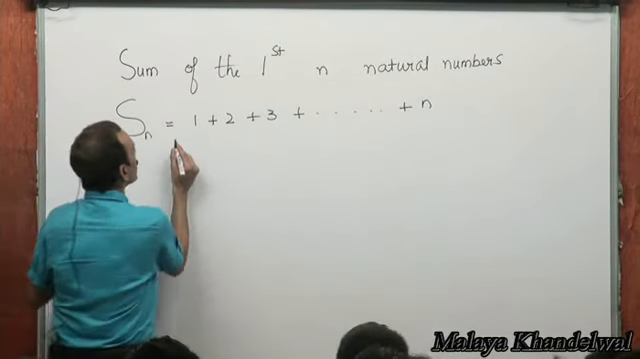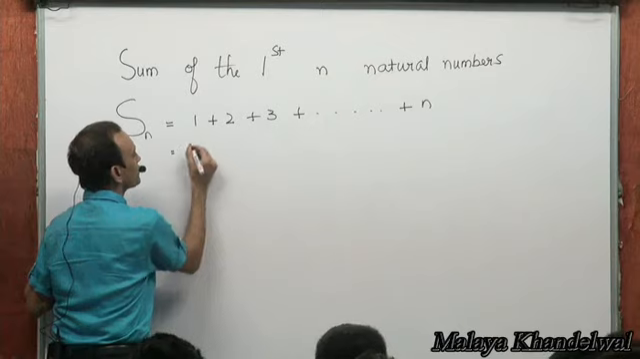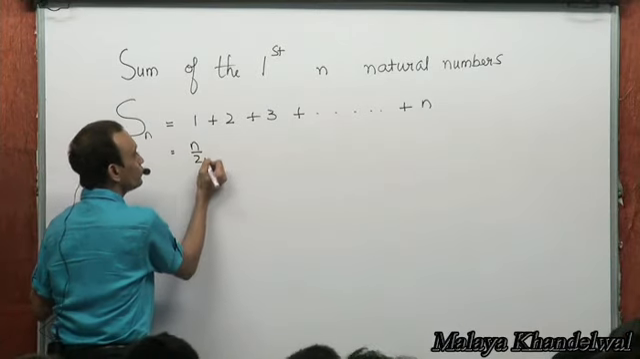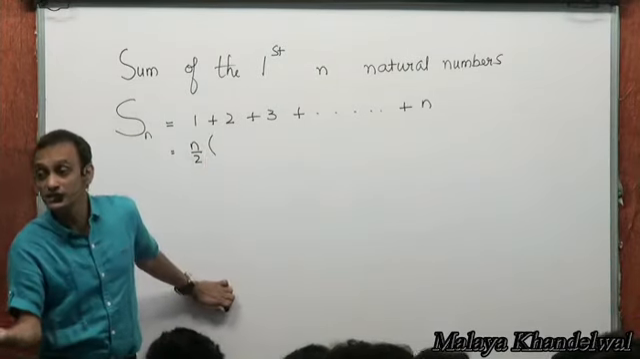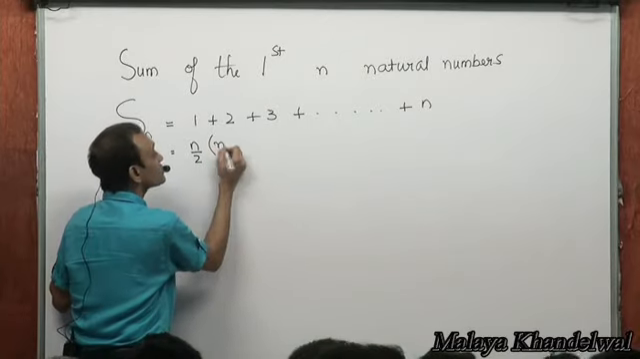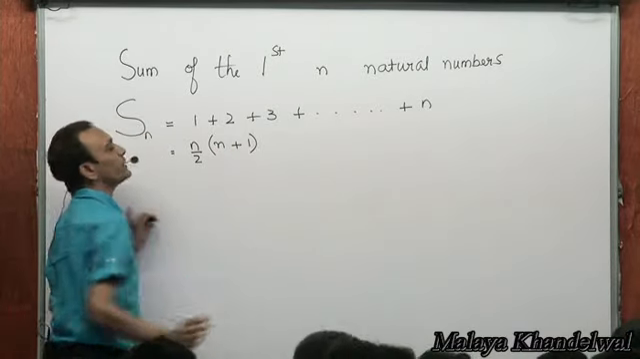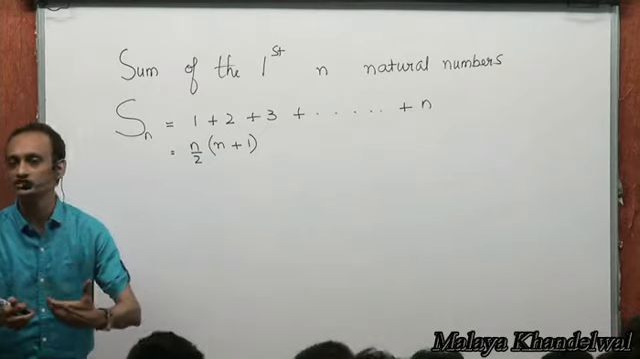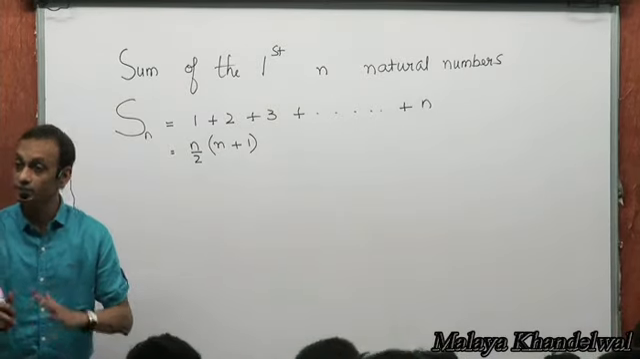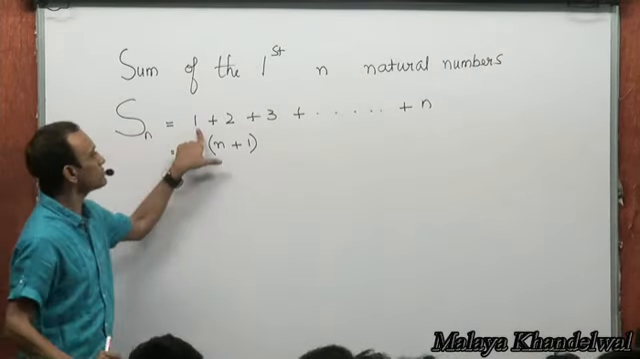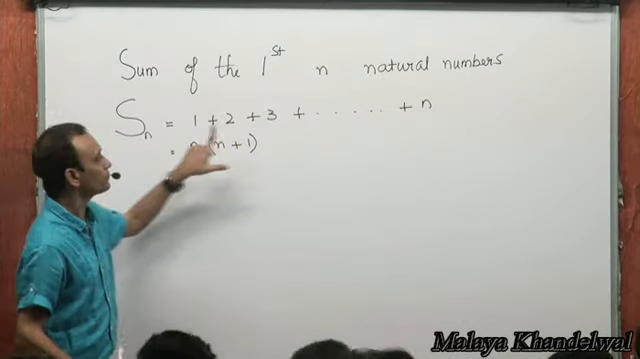So the sum of this arithmetic progression is going to be n by 2 into first term plus last term. So last term plus first term. So n into n plus 1 by 2 is the sum of the first n natural numbers, right? This is one result, which is an ordinary arithmetic progression.